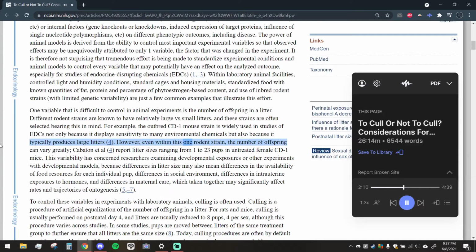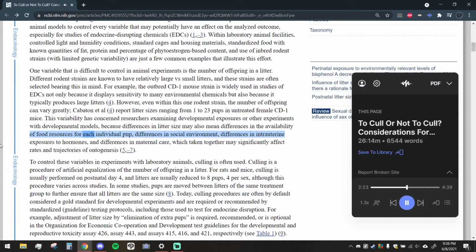However, even within this one rodent strain, the number of offspring can vary greatly. Kabat et al. 4 report litter sizes ranging from 1 to 23 pups in untreated female CD1 mice. This variability has concerned researchers examining developmental exposures or other experiments with developmental models, because differences in litter size may also mean differences in the availability of food resources for each individual pup, differences in social environment, differences in intrauterine exposures to hormones, and differences in maternal care, which taken together may significantly affect rates and trajectories of ontogenesis.